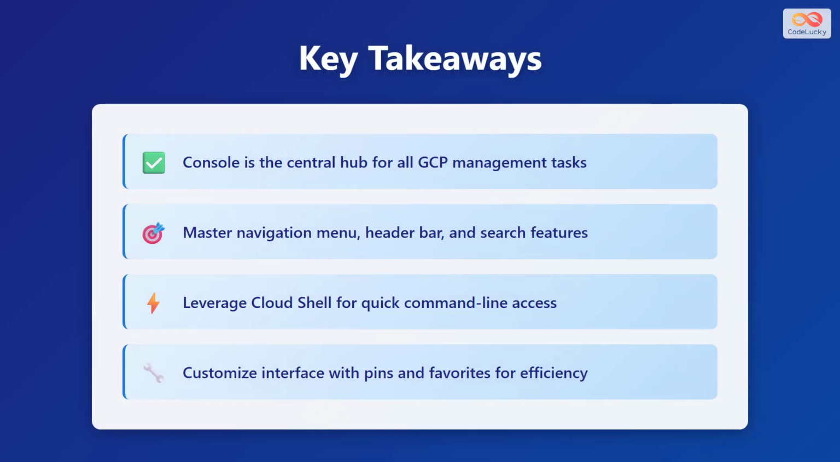Let's recap what we've learned. The GCP console is the central hub for all your Google Cloud Platform management tasks. Everything you need to manage your cloud infrastructure is accessible from this interface. It's important to master the navigation menu, header bar, and search features to work efficiently. Cloud Shell is particularly valuable as it gives you quick command line access without installing any software. Finally, remember to customize the interface with pins and favorites to create a workflow that suits your specific needs. These customizations will significantly improve your efficiency when working with Google Cloud Platform.